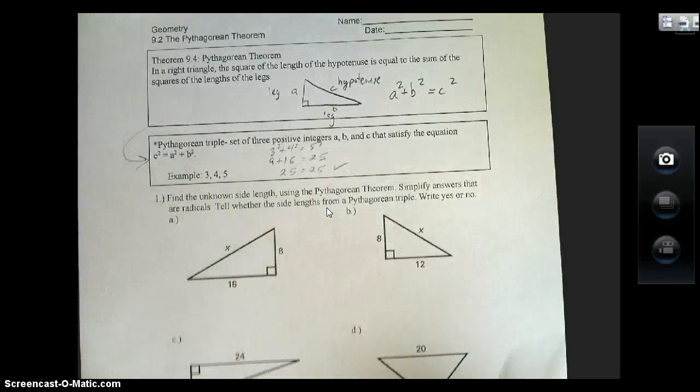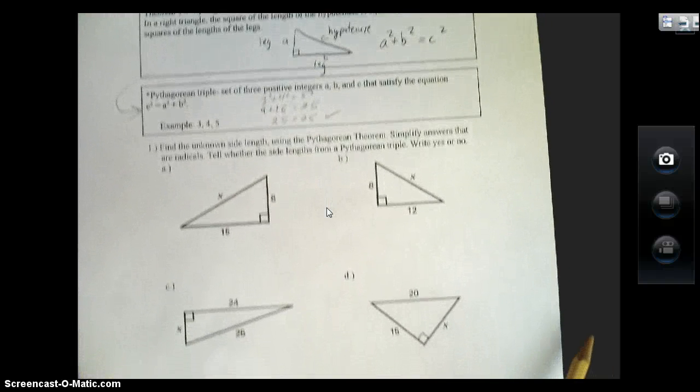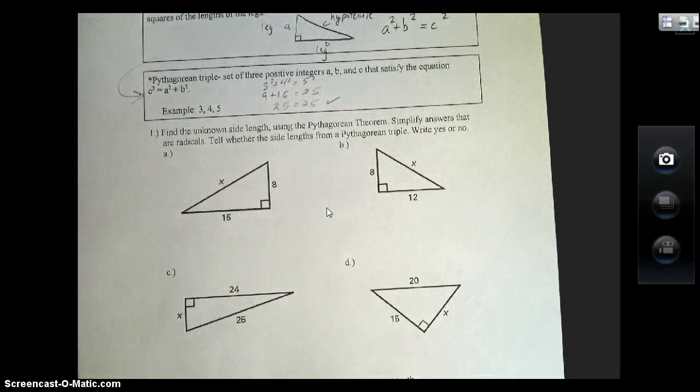So, all right, let's take this and apply it a little bit here. We've got a few questions to take a look at. Number 1, find the unknown side length using the Pythagorean theorem. Simplify answers that are radicals. Tell whether the side lengths form a Pythagorean triple, yes or no. So we have a few things going on here.